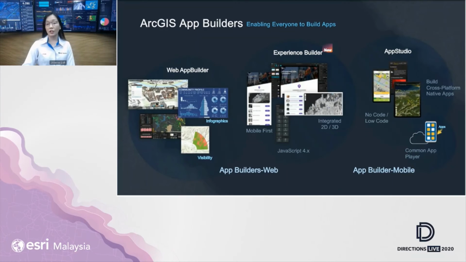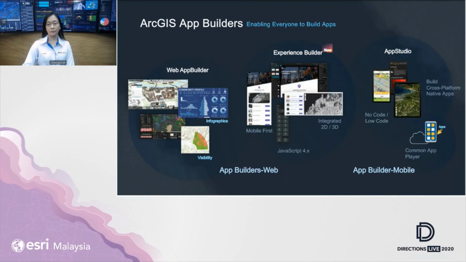Experience Builder is the next generation of Web AppBuilder. It is built on the JavaScript API. It allows you to have a mobile-friendly interface, and you are able to build a web application or website in no time. The next app builder is AppStudio. If you are looking to build a native app, you'll be able to use AppStudio to build a native app with no code required. And if you are a code ninja, you're able to bring your code, further enhance it, and deploy quickly. With that, I would like to pass this to Ame to show you about the Experience Builder.